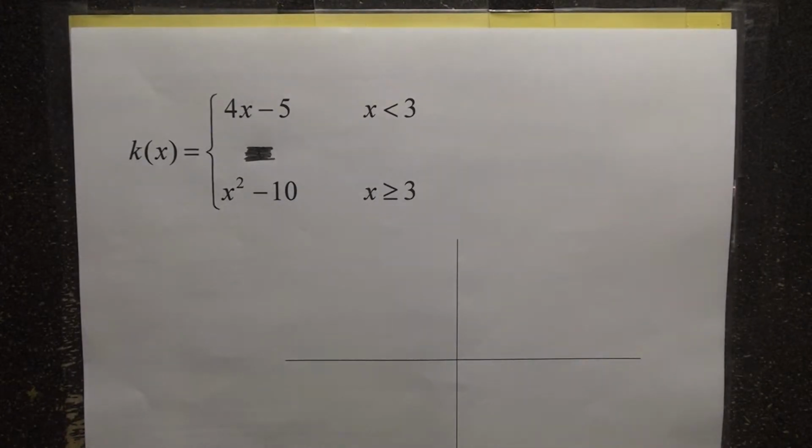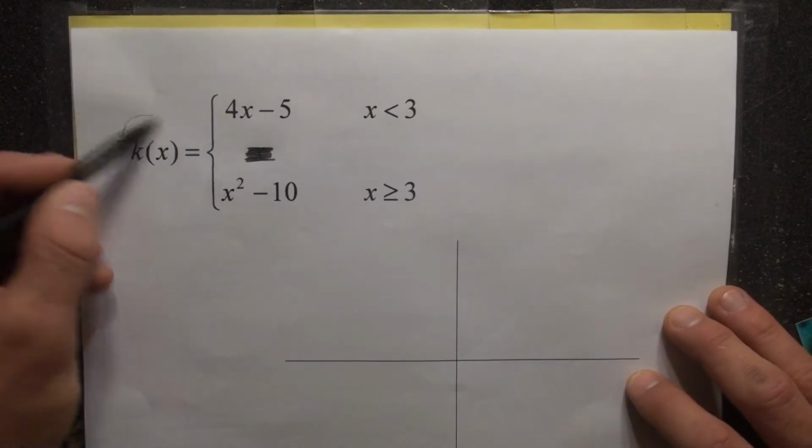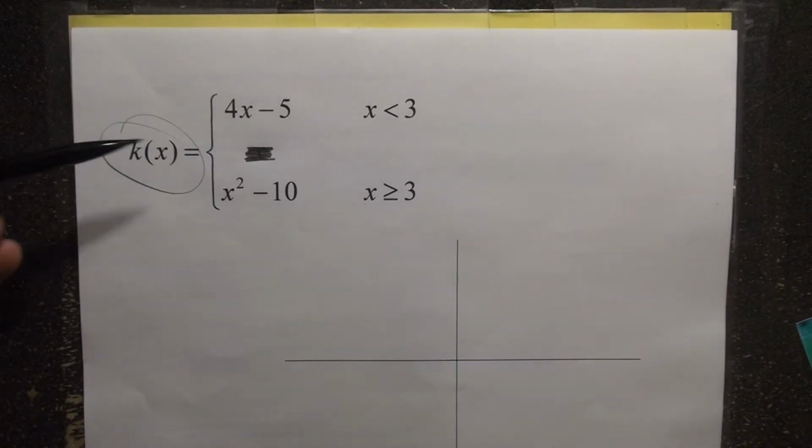So k of x equals 4x minus 5 whenever x is less than 3, and x squared minus 10 whenever x is greater than or equal to 3. So what you'd have here again is two parts, and so don't get scared here. This is just a quadratic. It's no big deal. Let's go ahead and do this. So y equals, well, I'd call it y, but yeah, k of x. So y equals 4x minus 5 whenever x is less than 3.